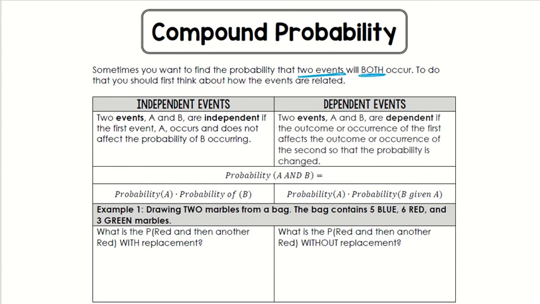So independent events is when we have two events, which I'm just going to call A and B. They are independent if the first event occurs and does not affect the second event. Okay? Dependent, though, is when the first event does affect the outcome of the second event.